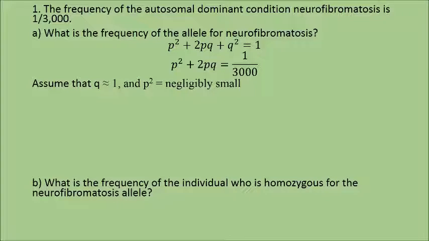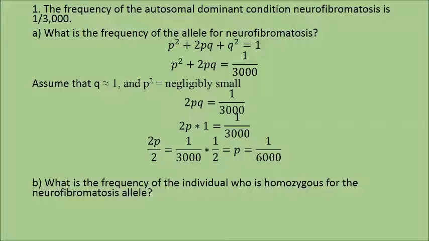Therefore, if p squared is negligibly small, that drops out of the equation p squared plus 2pq equals 1 in 3,000. So we're just left with 2pq equals 1 in 3,000. Next, since we assumed that q was approximately 1, we're just left with the equation 2p times 1 equals 1 over 3,000. Next, to solve for p, we're going to divide both sides by 2.